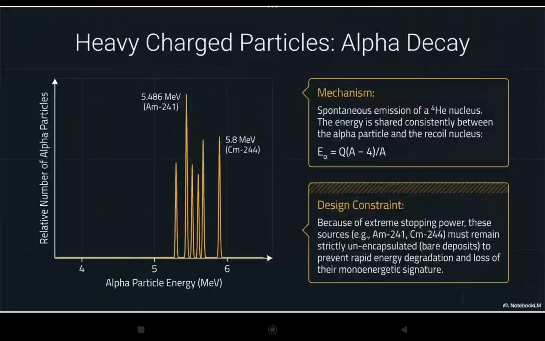Because these sources are so easily degraded by material in front of them, they are often prepared as very thin bare deposits. That design requirement is not just a technical detail. It is essential if we want to preserve the monoenergetic quality of the alpha emission.